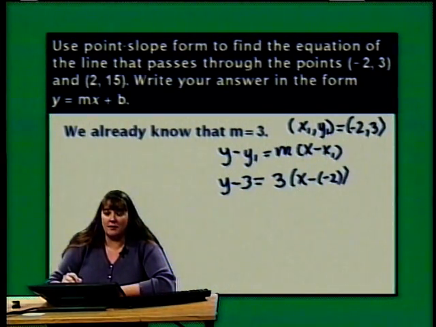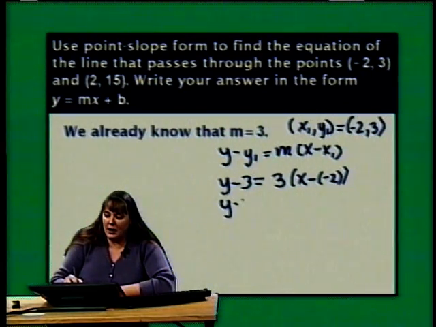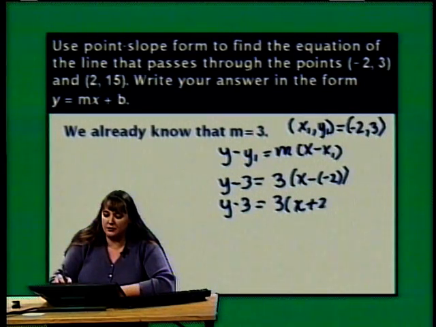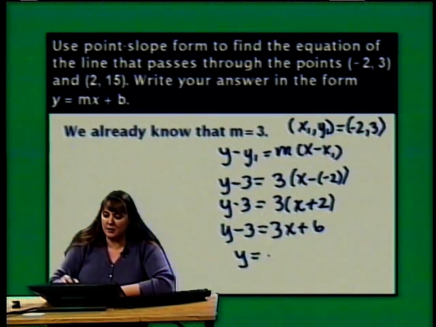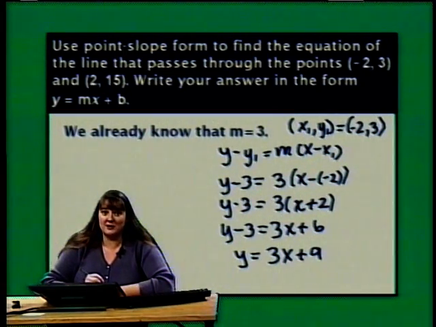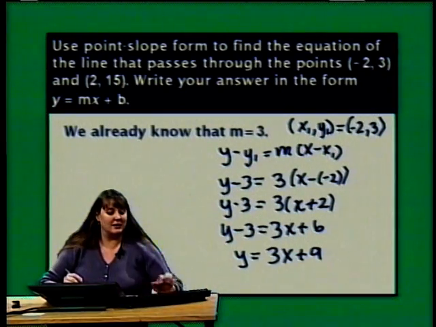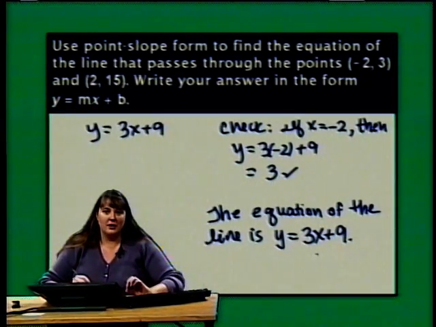I want to go ahead and solve this for y. So y minus 3 equals 3 times the quantity x plus 2. Distributing 3, I have y minus 3 equals 3x plus 6. Adding 3 to both sides, I have y equals 3x plus 9. I'm pretty sure that's what I got when I used the point 2, 15. Let's go back and check. The equation of the line is y equals 3x plus 9. It doesn't make any difference which point on the line I choose in the point-slope form.